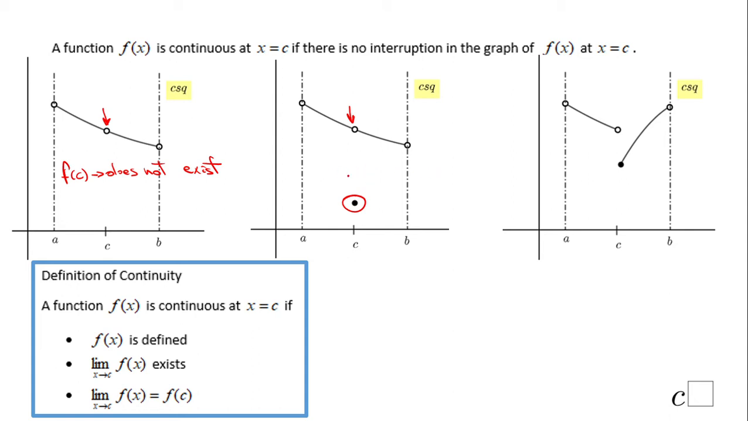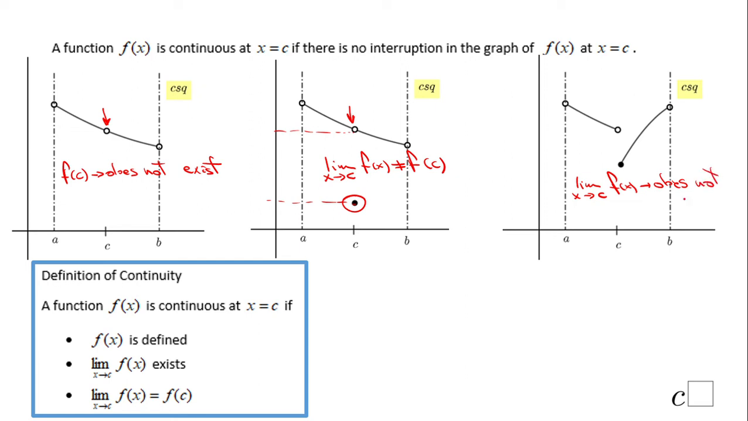limit when x approaches c of f of x is different than the value of the function at c. The limit will be a totally different value than the value of the function at c. So that's the reason the function is not continuous. And in the last picture you see here, even though f of c exists, the limit now does not exist. Limit when x approaches c of f of x does not exist.